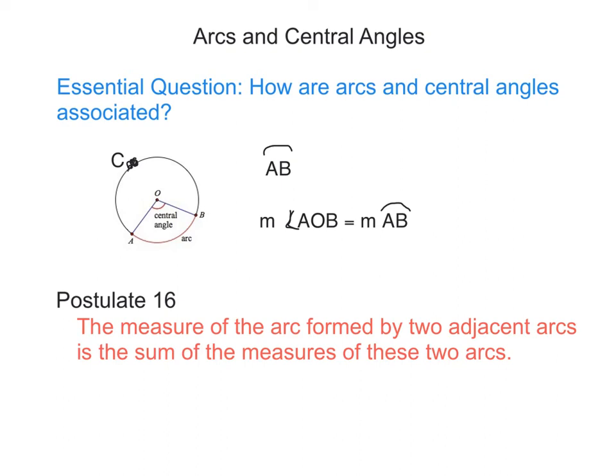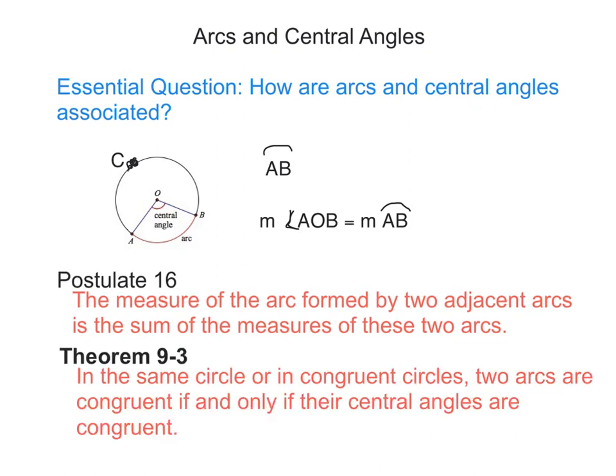And this leads us to our first theorem in this lesson. Theorem 9-3 states, in the same circle or in congruent circles, two arcs are congruent if and only if their central angles are congruent.